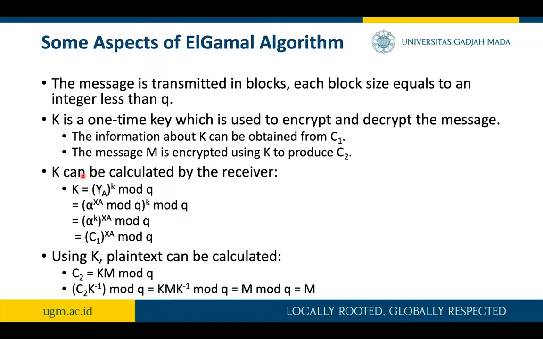As we can see, K can be calculated by the receiver, not based on the public key of Alice, but based on the private key of the receiver, C1 to the power of XA. Then, using K, the plain text can be calculated. So at the receiver side there are two steps. The first step is to get capital K, and the second step is to decrypt the message itself, which is M here.